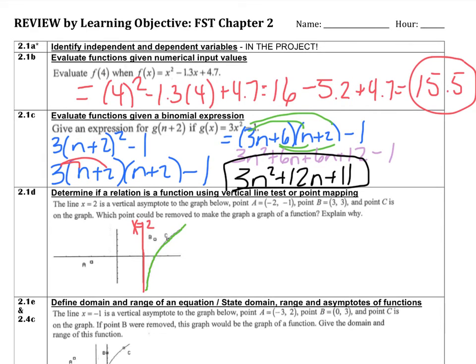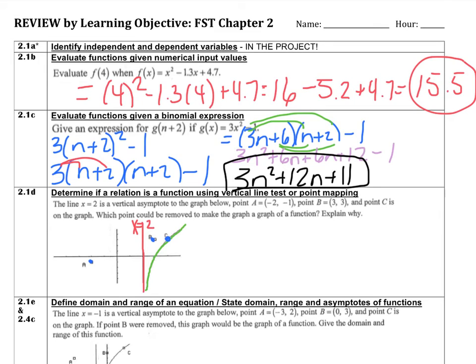Then we have point A, B, and C are also on the graph. And so let's highlight those. Here's A, B, and C. So basically, the green graph and the 3 blue dots actually are the complete graph we're looking at. Question is, which point could be removed to make the graph a function, and explain why?